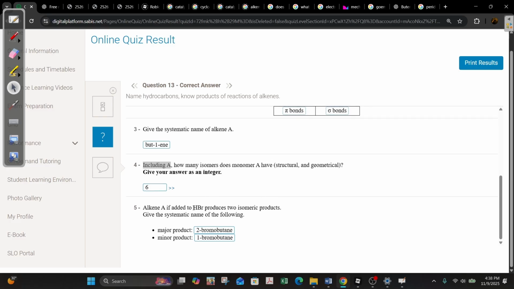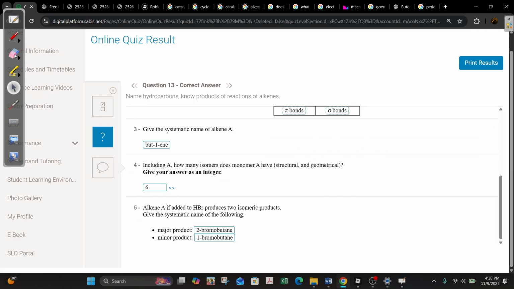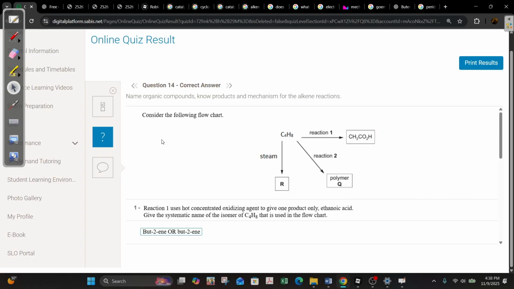Alkene, if added to HBr, produces two isomeric products. Oh yeah. Okay. So it'll be C2H5, H, H, and H. So what happens is, as before, the double bond breaks, and the bromine will go to the one with the least amount of hydrogen. This is for the major product. So it's 2-bromobutane, or when this goes here, it's 1-bromobutane for the minor. Markovnikov's rule.